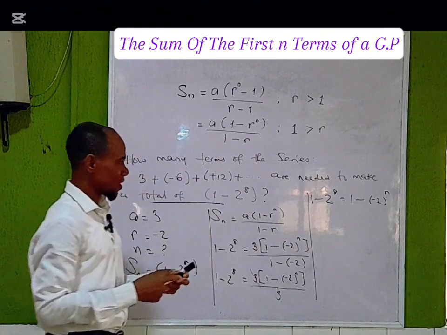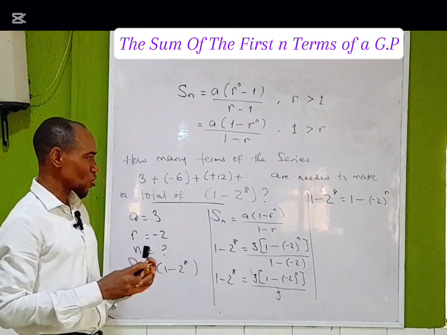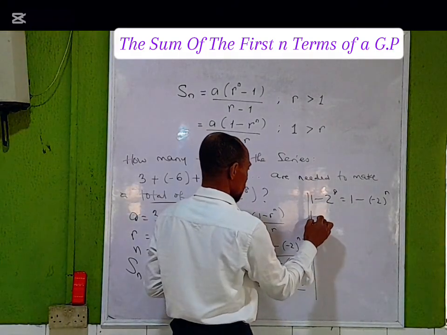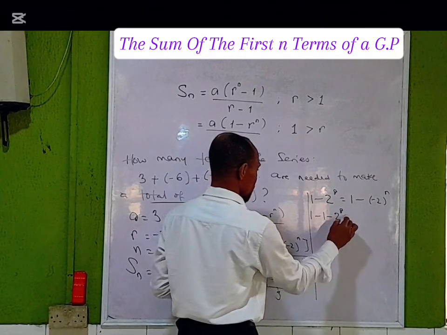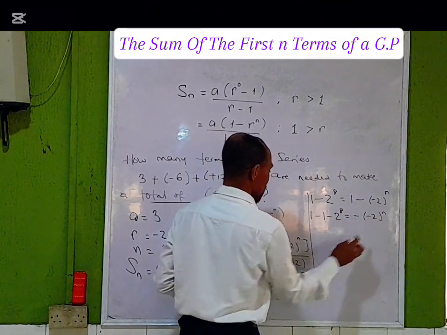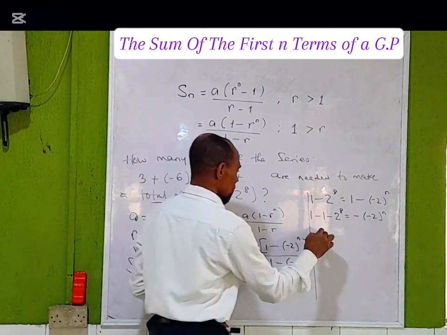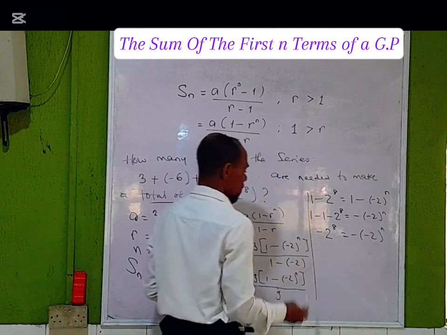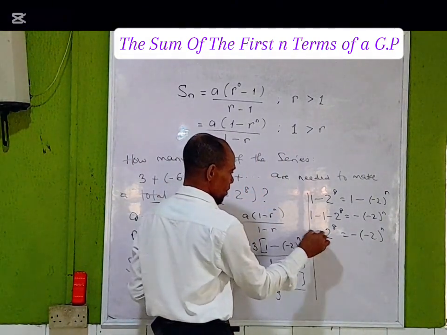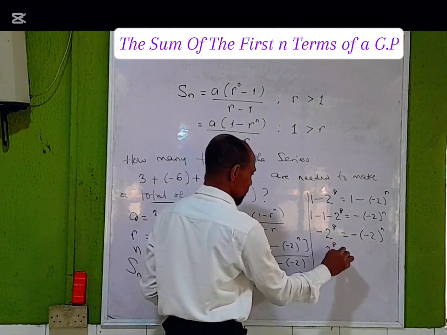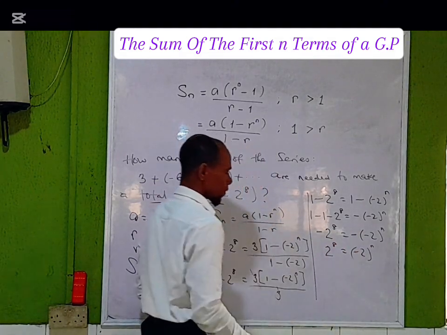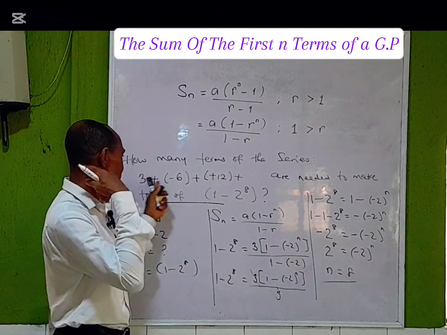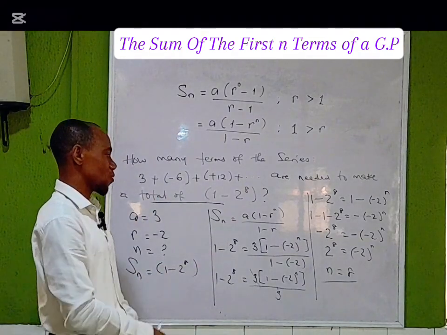Okay. And that is how far we can go before doing the comparison. If you look at both sides, we can take away 1. So it's 1 minus 1 minus 2 power 8 equals minus 2 power n. 1 minus 1 is clearly 0. We are left with minus 2 power 8 equals minus minus 2 power n. Dividing both sides by negative, the minus on each side cancels. We have 2 power 8 equals minus 2 power n. By comparison of powers, n is equal to 8. That means 8 terms of this sequence added together give us 1 minus 2 power 8.